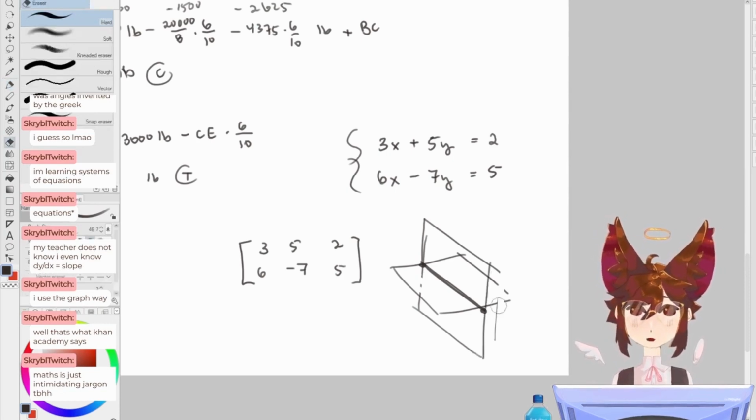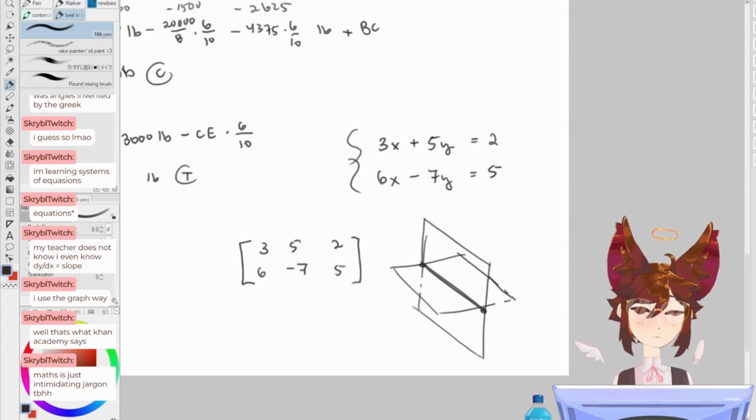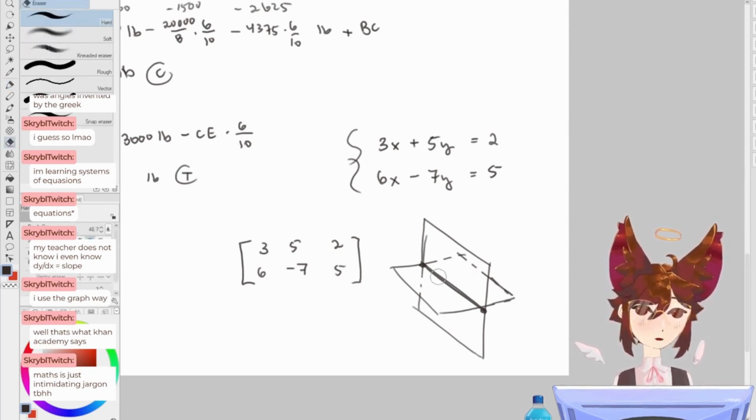Math is just intimidating jargon. It is a lot of jargon, but if you have a good professor, I don't think it has to be super jargony.